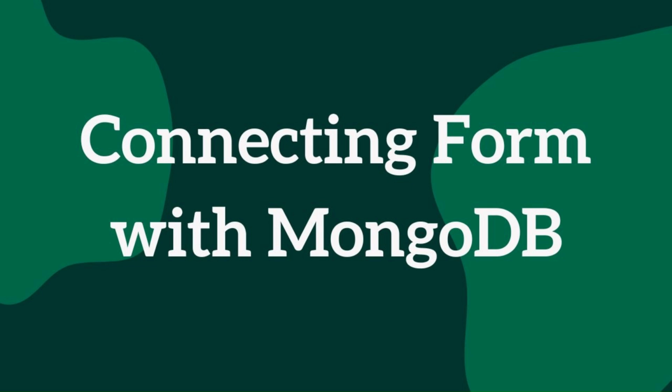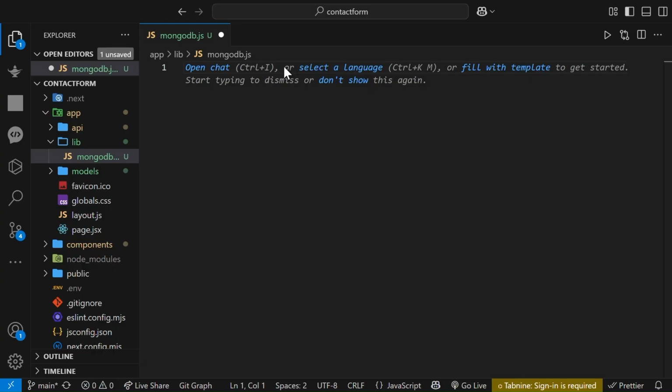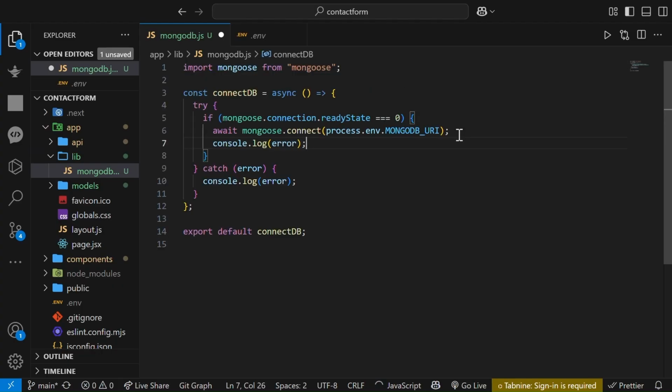For that, in your app folder, create a lib folder and in it create a MongoDB.js file. This code connects our app to MongoDB using Mongoose. We first import Mongoose, then define an async function connectDB. Inside, we check if there's no active connection with readyState triple equal to 0. If true, we connect using the MongoDB URI from our .env file. If something goes wrong, the catch block logs the error. In the end, we export connectDB so we can use it wherever needed.